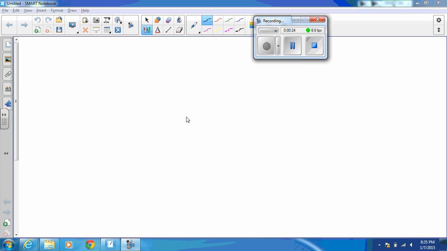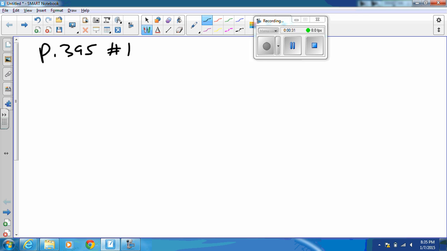We're going to be taking a look, if you have your book, on page 395. We're going to be looking at numbers 1 and 4. We're also going to take a look at numbers 10 and 13 as more advanced examples.